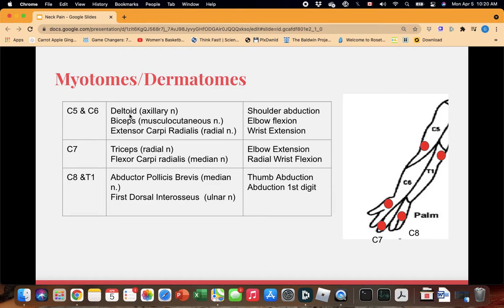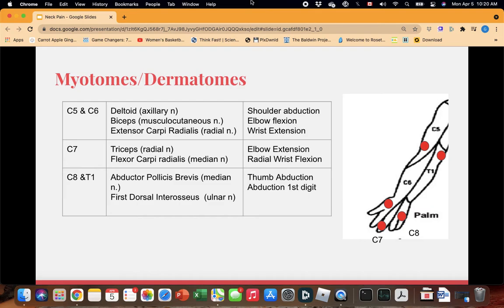That way, you'll be able to distinguish whether or not someone has a peripheral mononeuropathy, meaning do they just have a problem with the radial nerve, versus are there other things involved at the C5 and C6 level that could potentially make this a plexus or a nerve root compression or compromise.